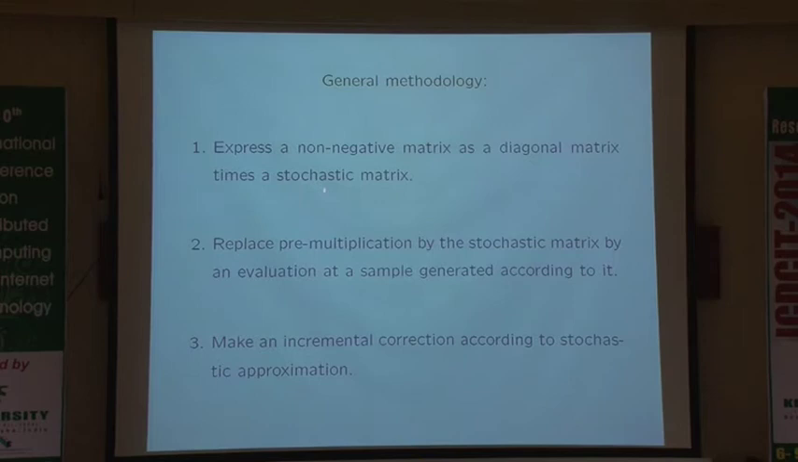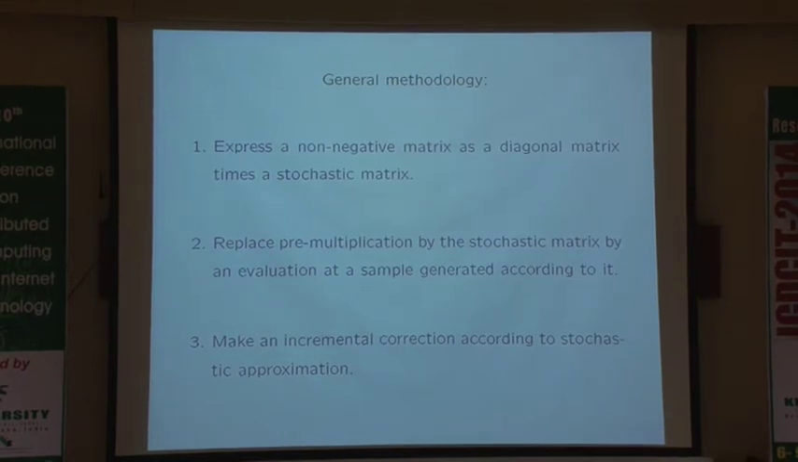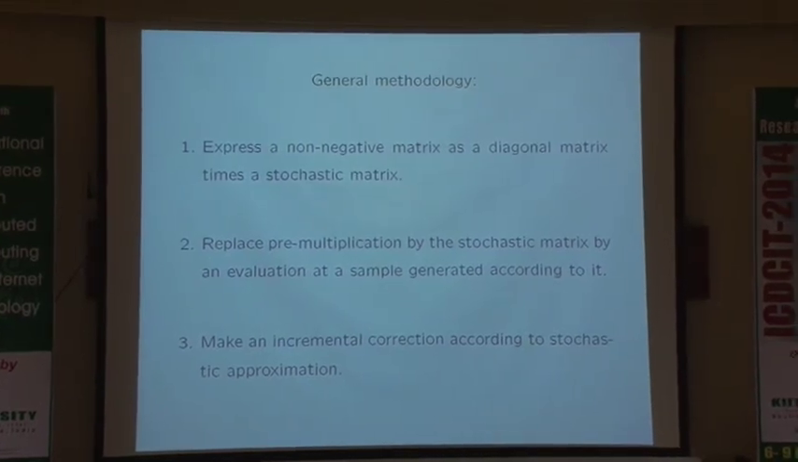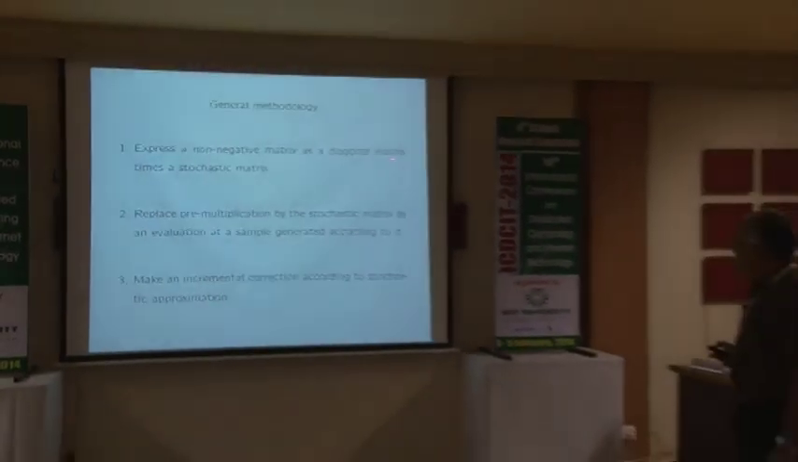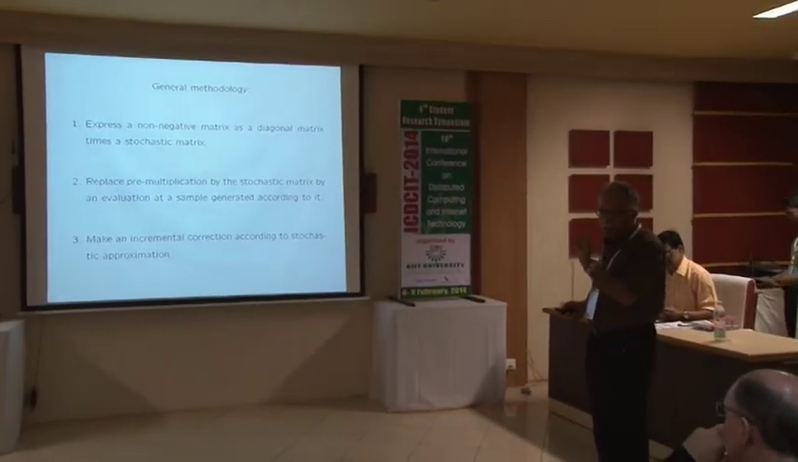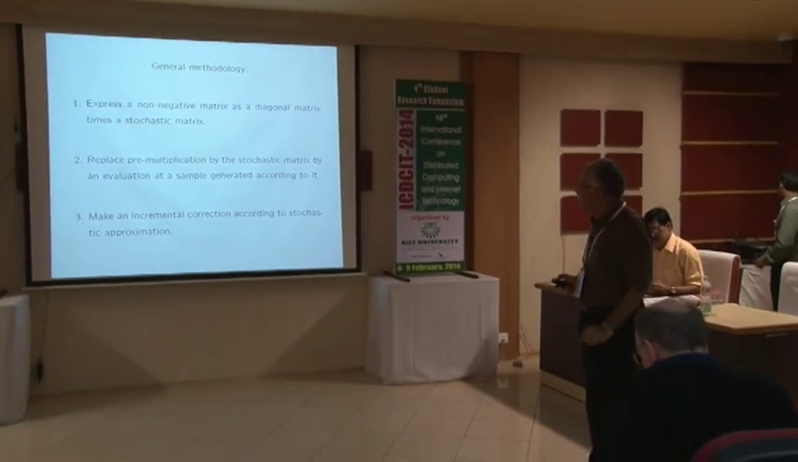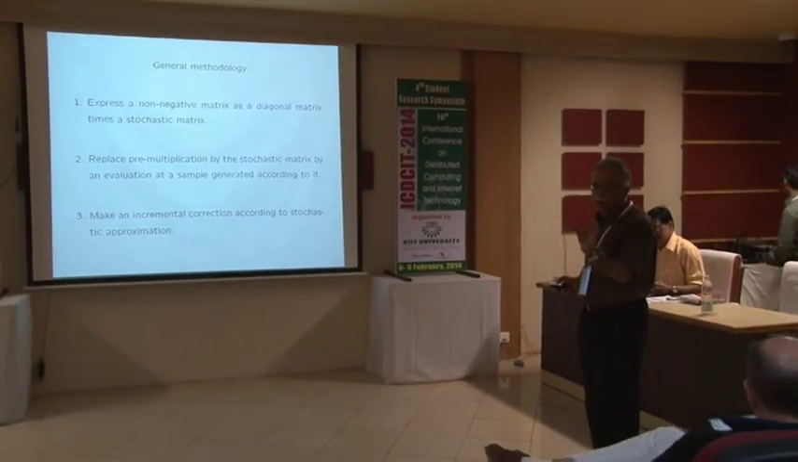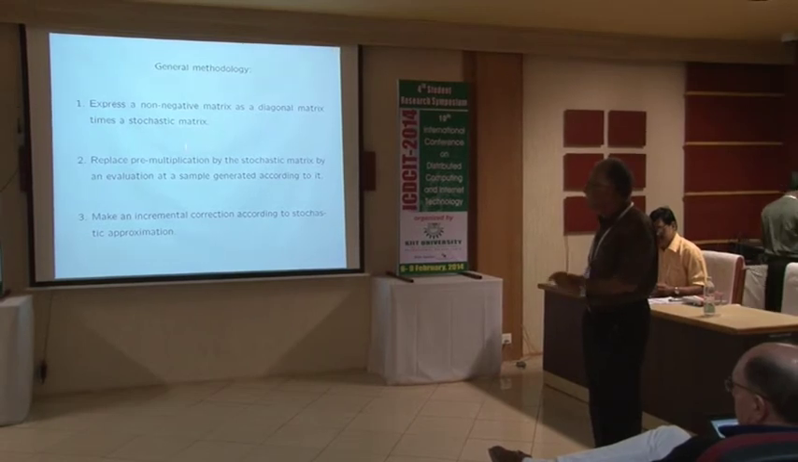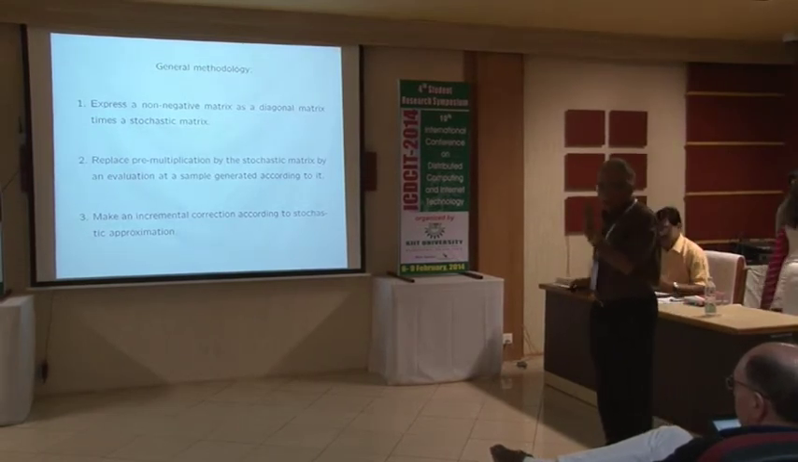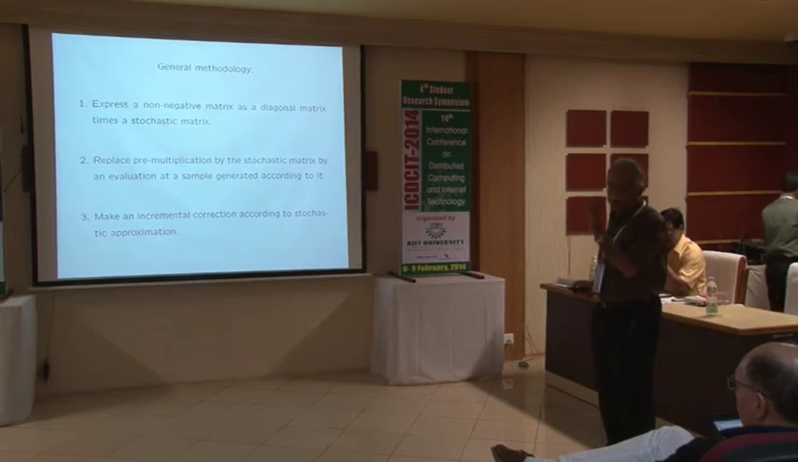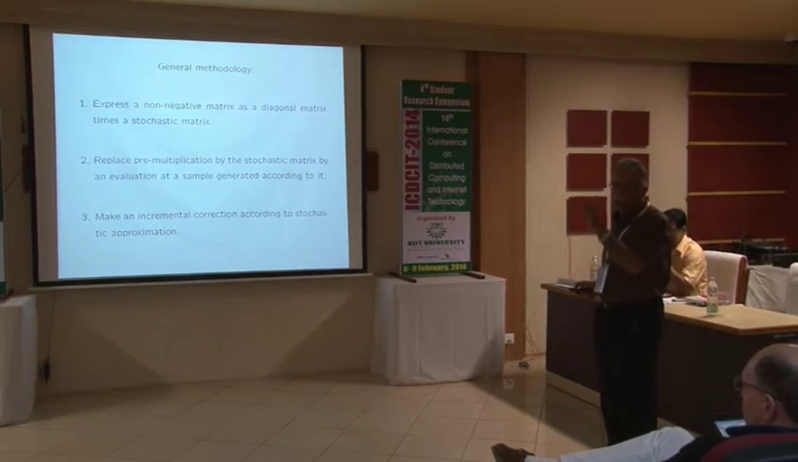Okay, so what was common in this methodology was that I have been doing the same thing again and again in different ways. Start with a non-negative matrix. You can always pull out the row sums of a non-negative matrix and write it as a product of a diagonal matrix with positive entries on the diagonal times a stochastic matrix. So you first multiply the non-negative matrix Q by some vector x, so Q times x.